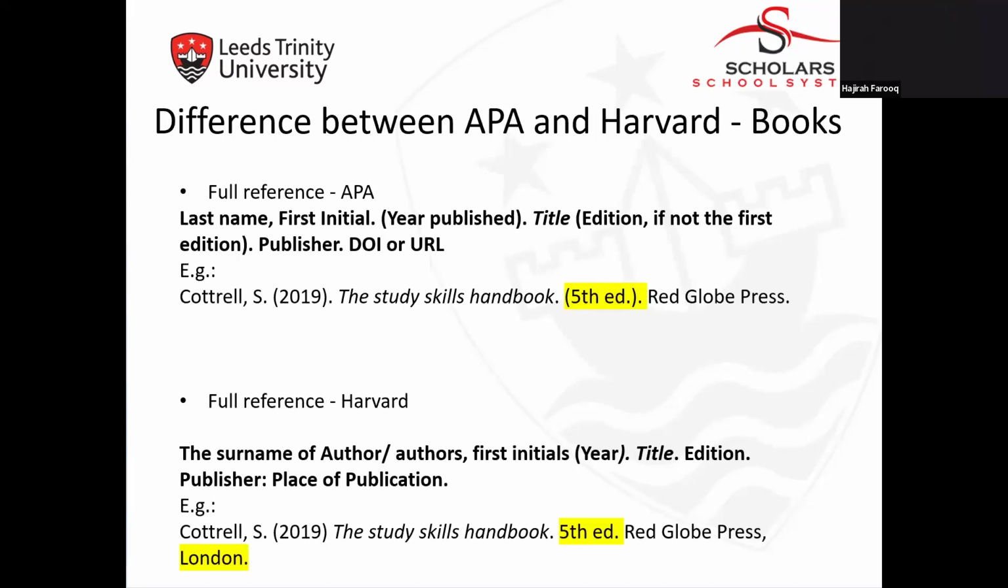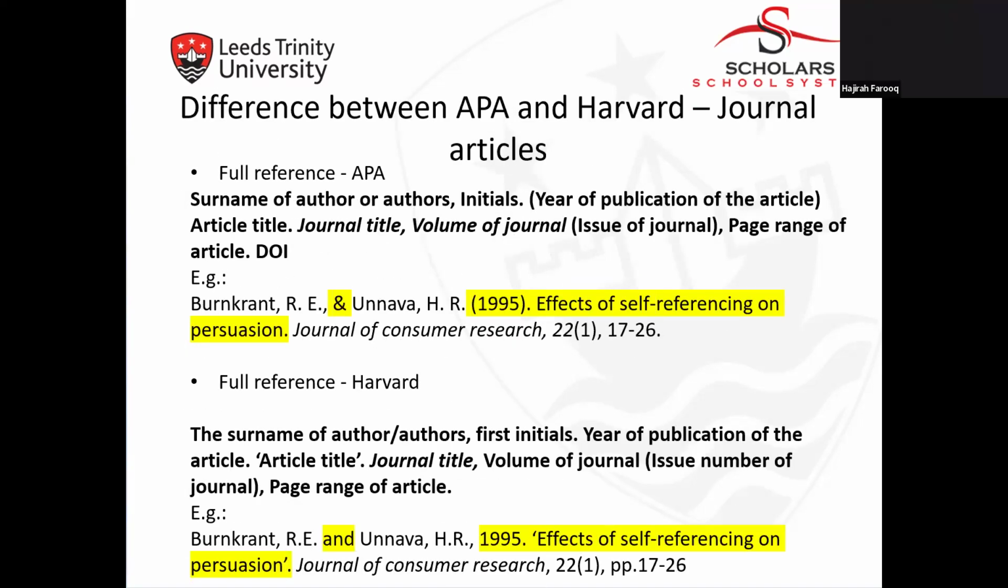The difference between APA and Harvard style in books was discussed first. As you can see on the screen, there are some different examples of the same source of information cited in two different ways. The upper one is APA, the lower one is Harvard. We discussed it a little further by discussing the difference between APA and Harvard articles in journals.